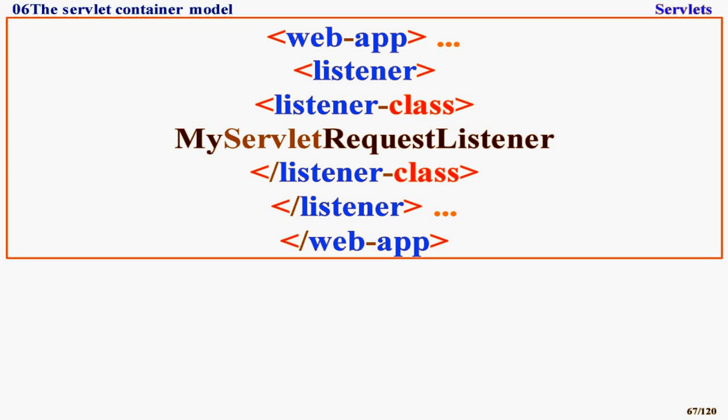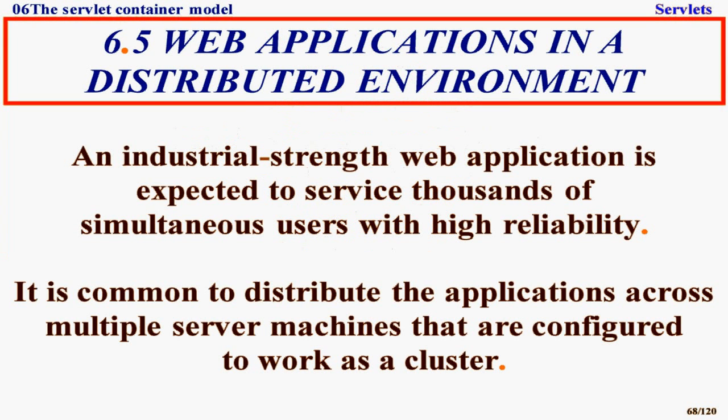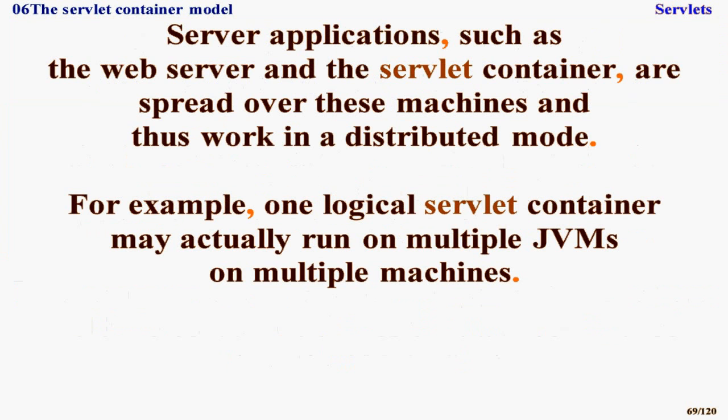Listener. Web-app. 6.5 Web applications in a distributed environment. An industrial-strength web application is expected to service thousands of simultaneous users with high reliability. It is common to distribute the applications across multiple server machines that are configured to work as a cluster. Server applications, such as the web server and the servlet container, are spread over these machines and thus work in a distributed mode. For example, one logical servlet container may actually run on multiple JVMs on multiple machines.